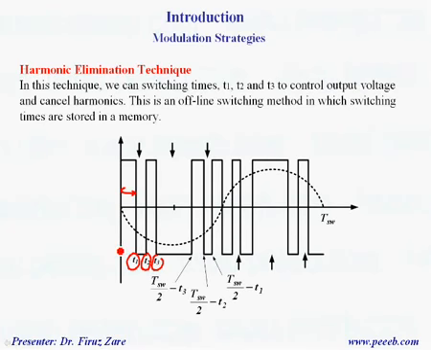So that's why this is like an offline switching method, because we need to calculate this before and store the switching time in a memory or in a microcontroller and then run the program. So basically this method is very useful for open loop control when the output voltage is not changed significantly.